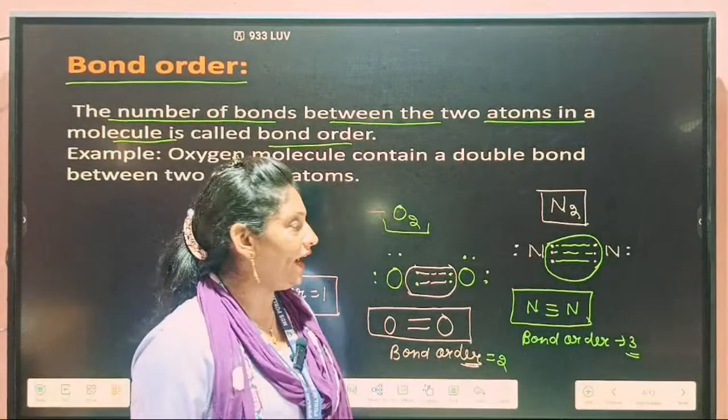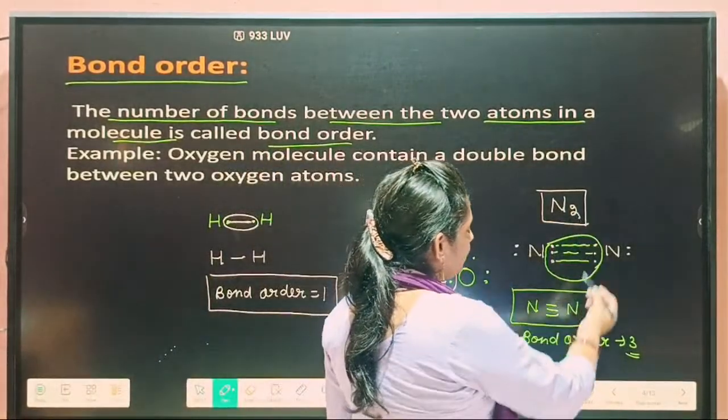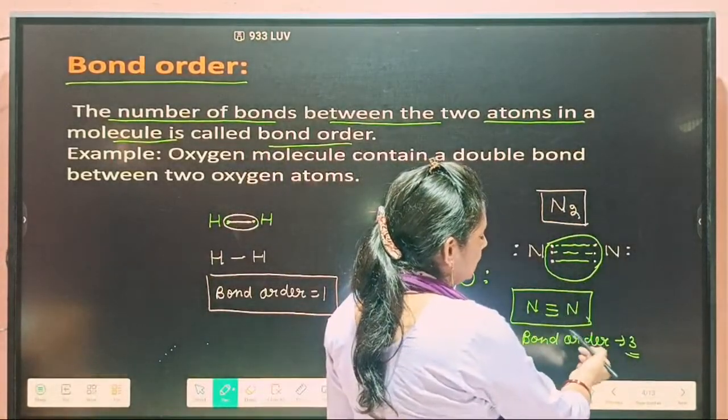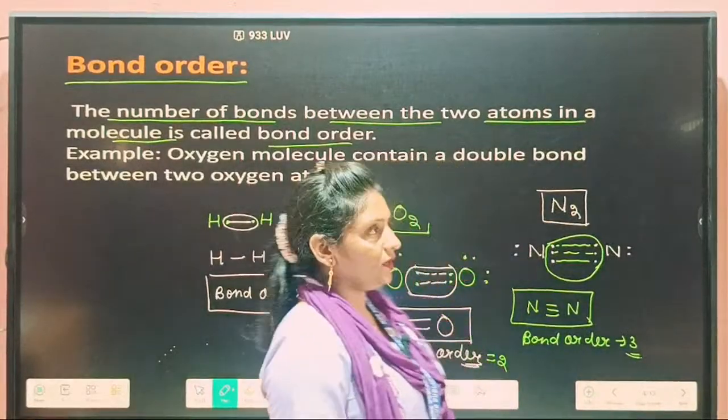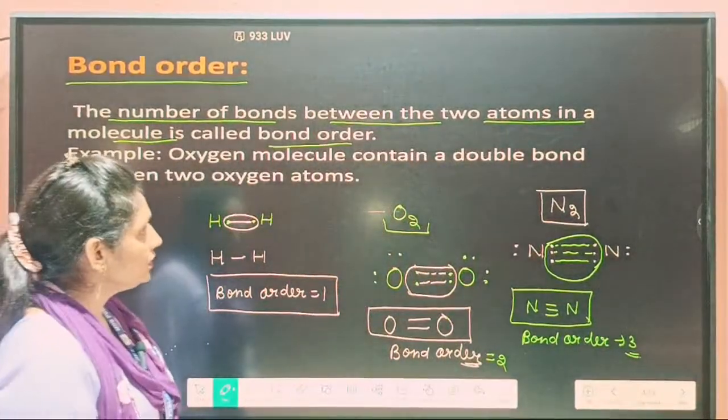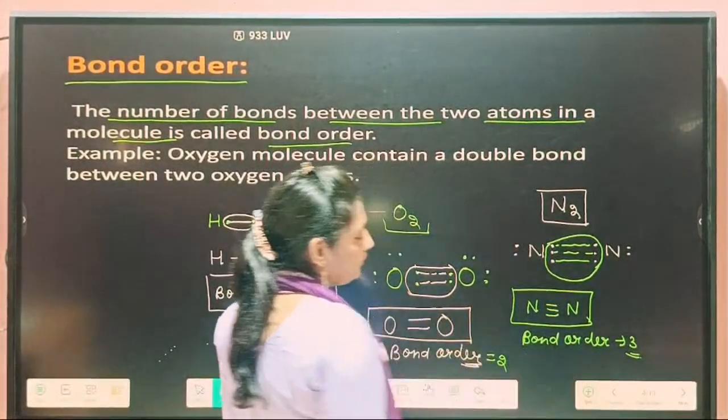And in case of N2, here the number of bonds is 3. So bond order is also 3. Okay. Then students, there is a simple trick also for finding the bond orders. We will learn how to calculate bond order with respect to molecular orbital theory also. So students, we will discuss molecular orbital theory in this unit.